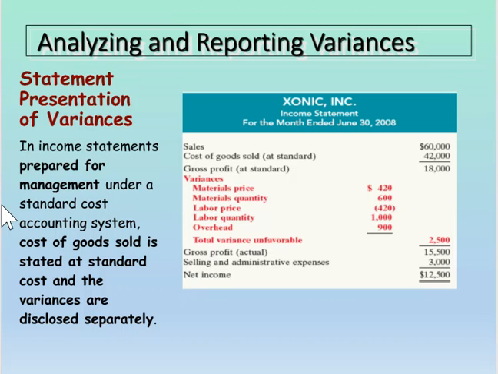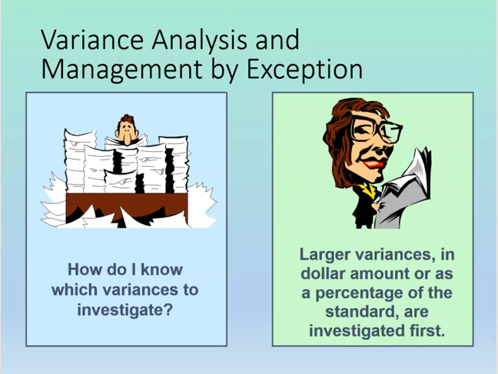So it's similar to the income statement where we have sales and cost of goods sold, and then we get our gross profit. And then we have our variances. You can see materials, price, quantity, labor, price, quantity, and we get our total variance. And then that gives us our actual gross profit. From that, we can subtract our selling and administrative expenses and net income.